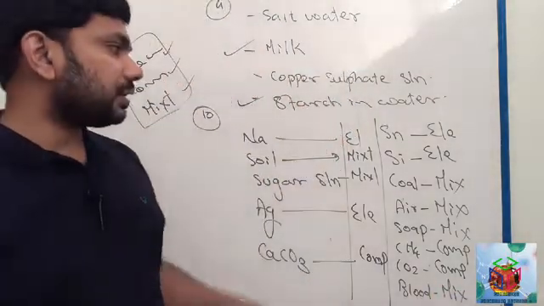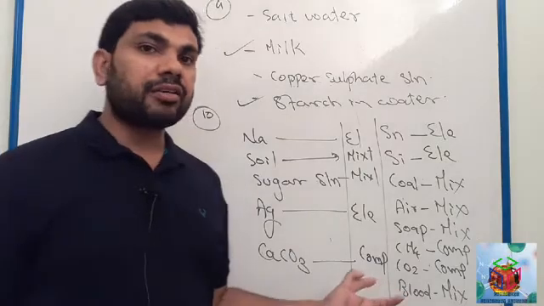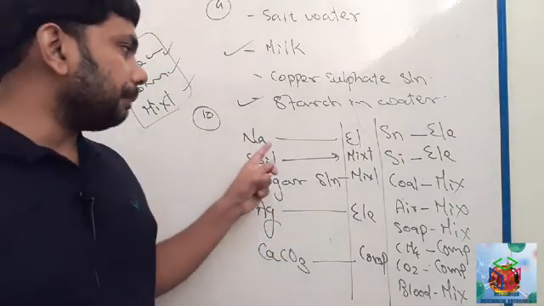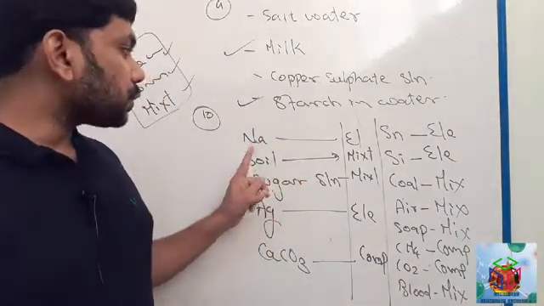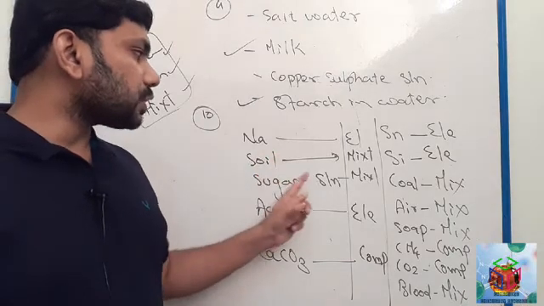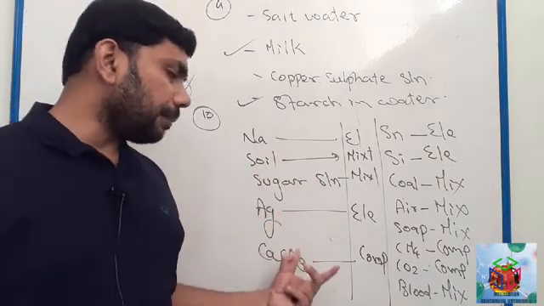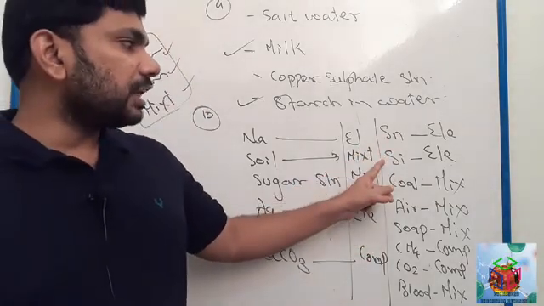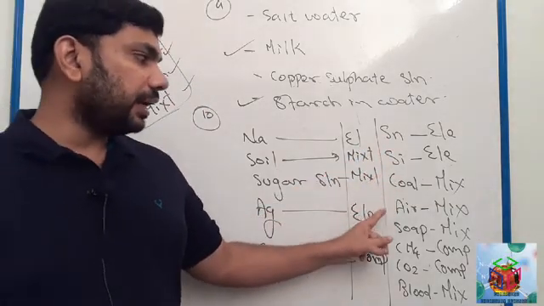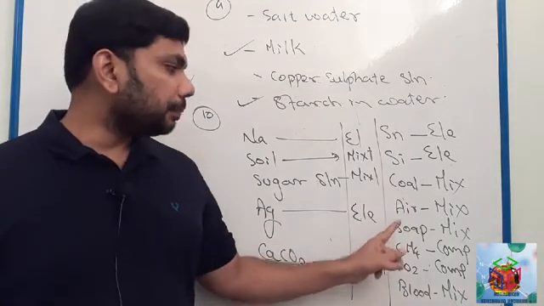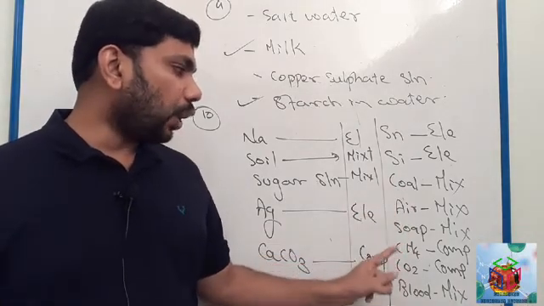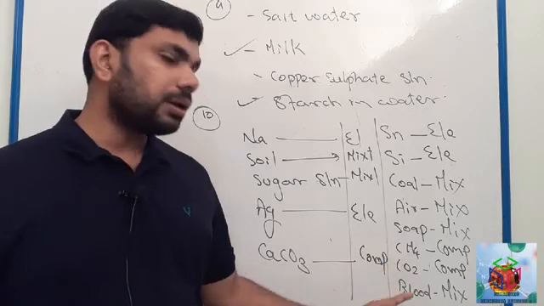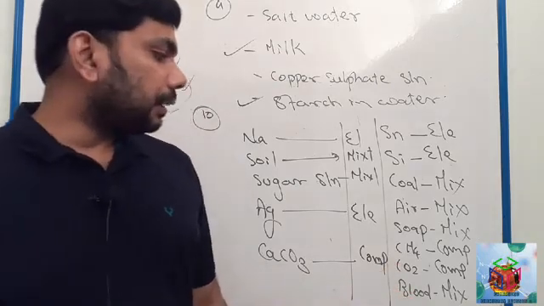So these are different substances and their categories. I will repeat once again. Sodium element, soil mixture, sugar solution mixture, silver element, calcium carbonate compound, tin element, silicon element, coal mixture, air mixture, soap mixture, methane compound, carbon dioxide compound, blood mixture.